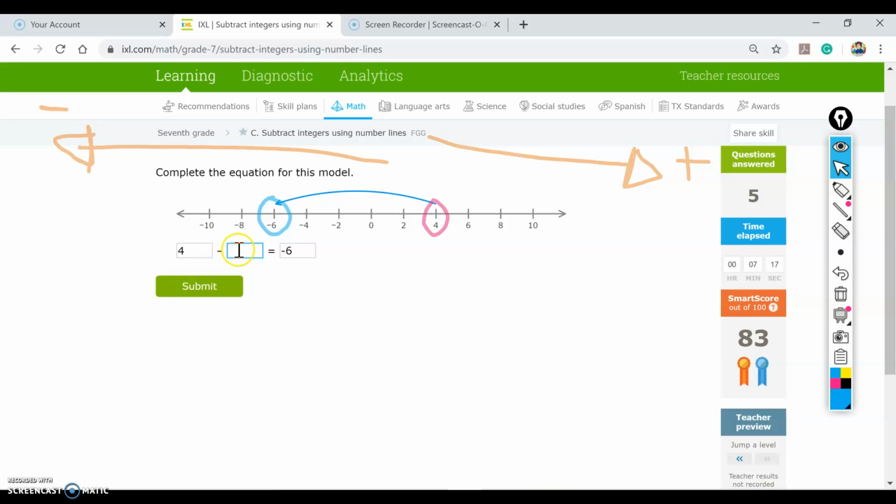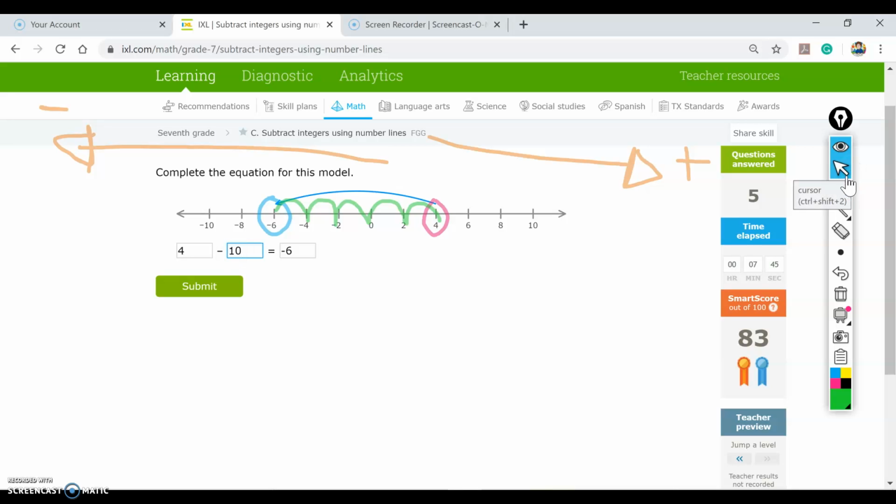The only thing I need to figure out is what number I should type here. To know that, I need to count. How many units am I going to the left to get to negative 6? So look how it's going by 2. So consider that before you count. It's going by 2. So I would do 2, 4, 6, 8, 10. So the number I would type there is 10.